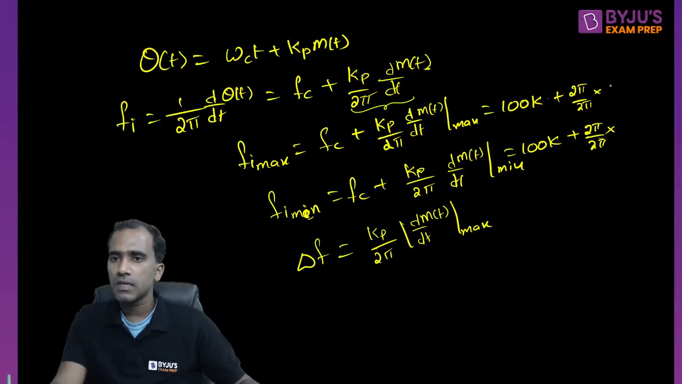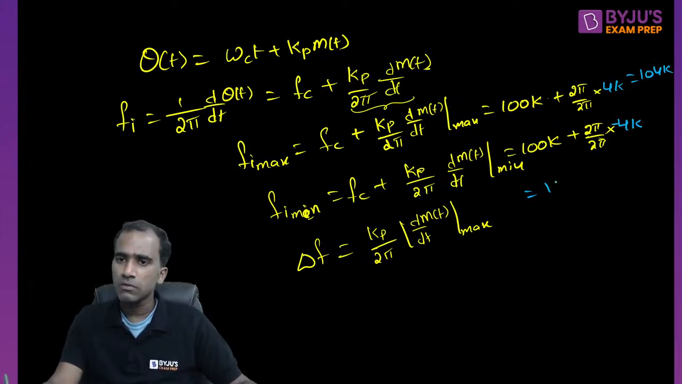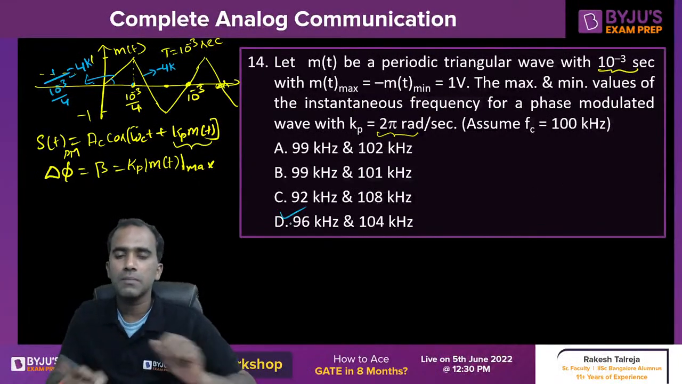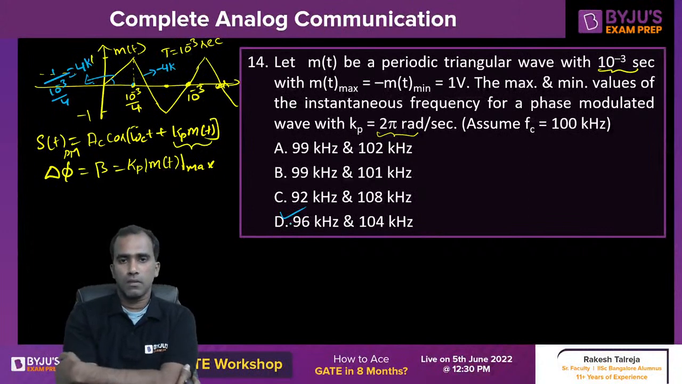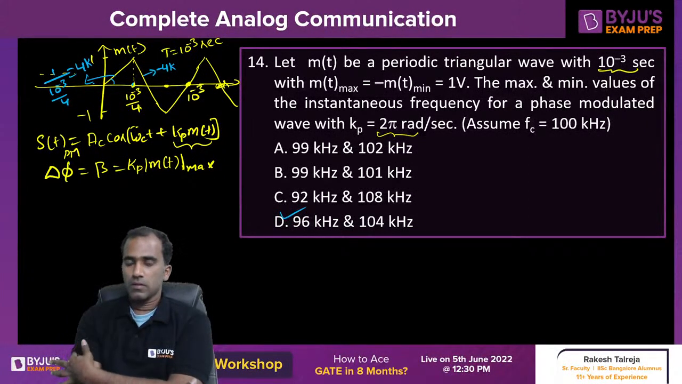So let us substitute that. 4 kilo and 4 kilo. So this is 104 kilo and this is minus 4 kilo, right? Minimum slope is minus 4 kilo. This is 96 kilo. Yes, answer is option D. Is that okay?